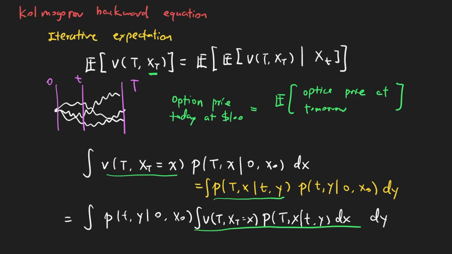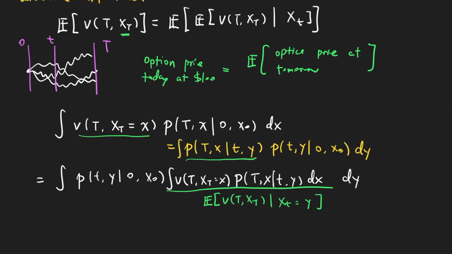Now you'll see that this is just an expectation. So this equals the expectation of v given X_t equals y. Then basically we have the integral of the probability density times something, so that is another expectation. So this equals the expectation of V.